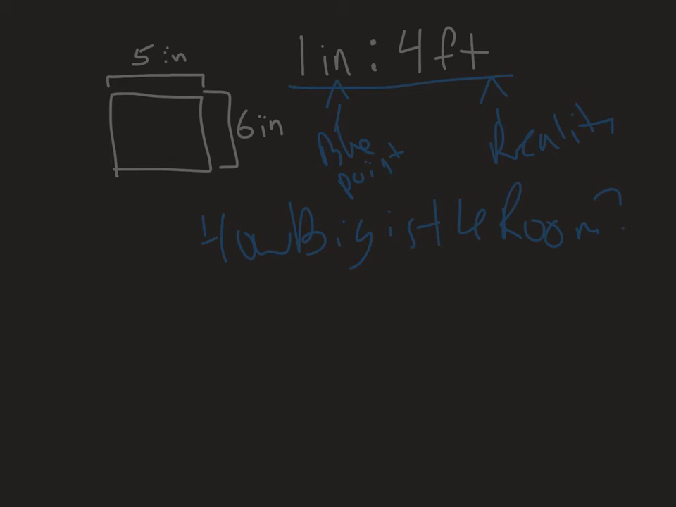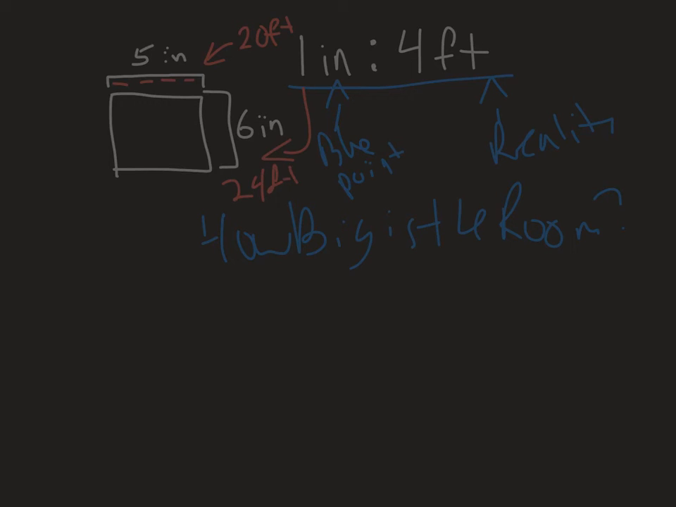So I want to know the size of this room, and there are a lot of ways you could do this. You could use the scale to your advantage and say, if 1 inch is 4 feet, how many inches do I have in here? I have 5. Each one of those is 4 feet, so this would have to be 20 feet. Very similar logic for the 6 inch one. There's 6 inches, each one is 4 feet, so 6 times 4, that's 24 feet. So I'd have a room that's 20 feet by 24 feet.